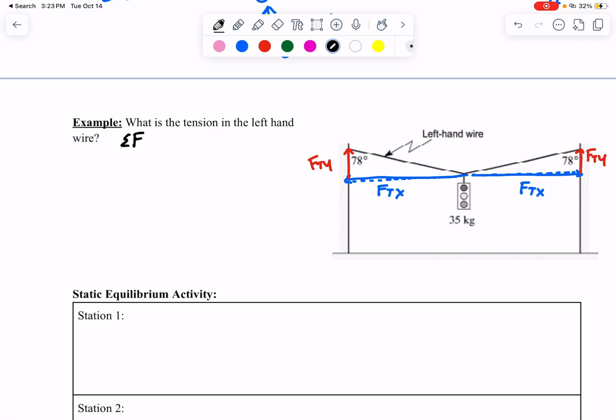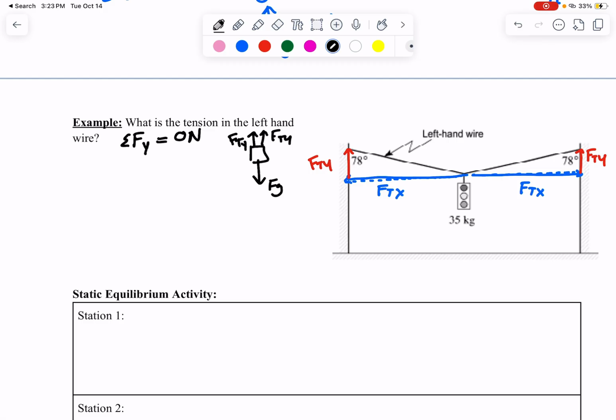Let's just do the y direction. Okay, net force in the y direction is going to equal 0 newtons. So with that, let's go ahead and make a simplified free body diagram. You've got FTY up and FTY up. Okay, and then you have FG that acts down from that stoplight.